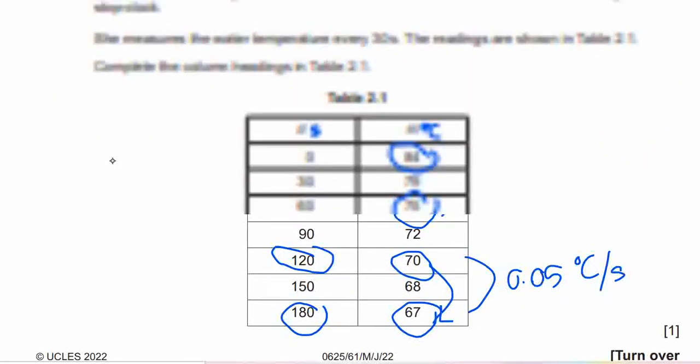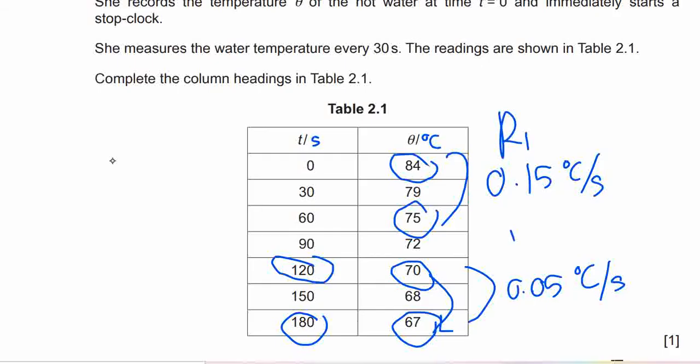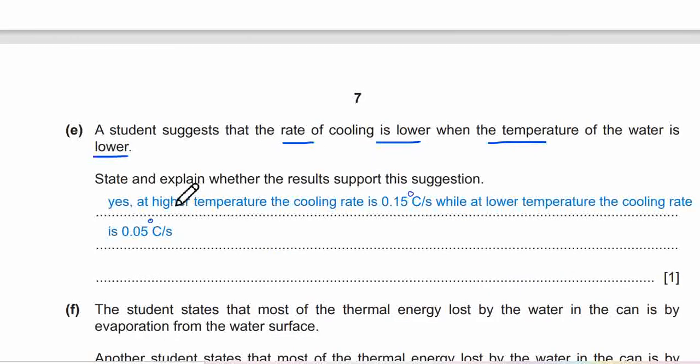So if we compare the rate R1 and R2, R2 is lower than R1 and R2 is at a lower temperature. R1 is at a higher temperature. So the rate at lower temperature, which is this part, is 0.05, which is lower. So that will be correct. So we type down, yes, at higher temperature, the cooling rate is 0.15 degrees Celsius per second, while at lower temperature, the cooling rate is 0.05 degrees Celsius per second.